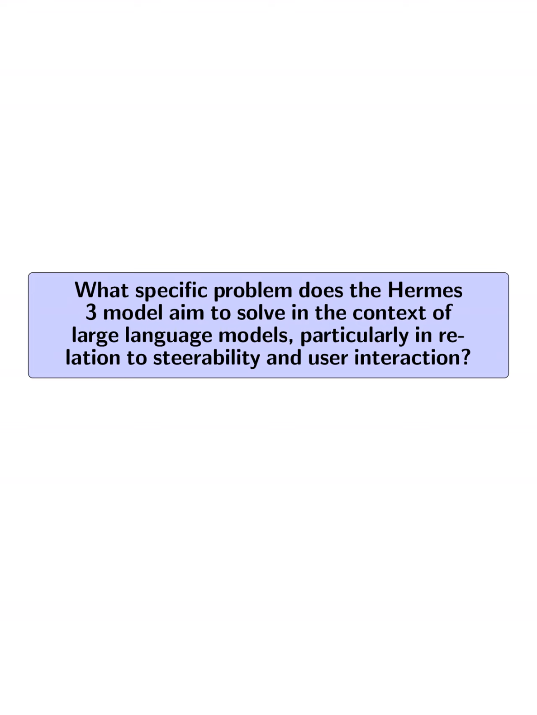What specific problem does the Hermes 3 model aim to solve in the context of large language models, particularly in relation to steerability and user interaction?